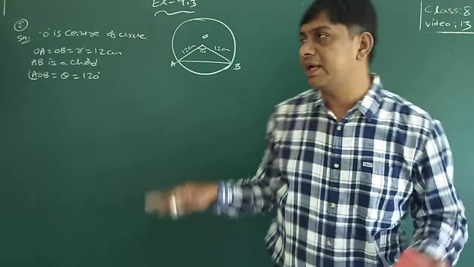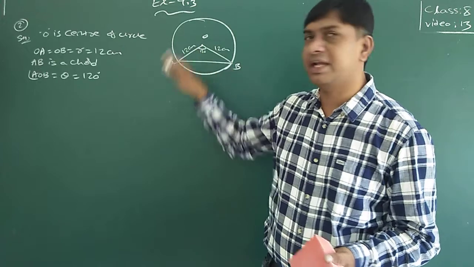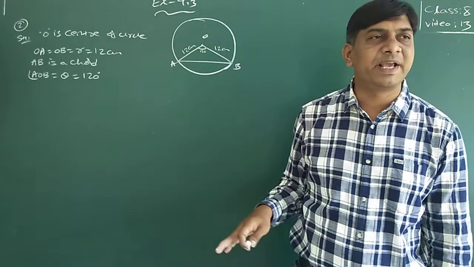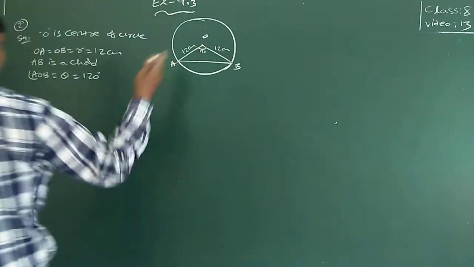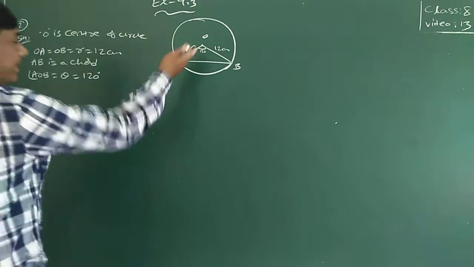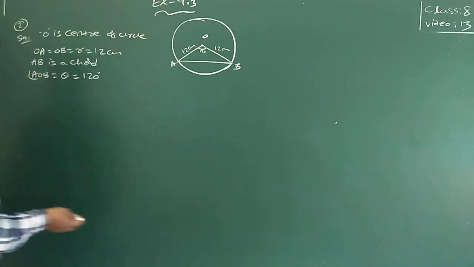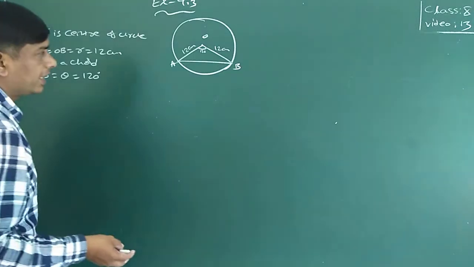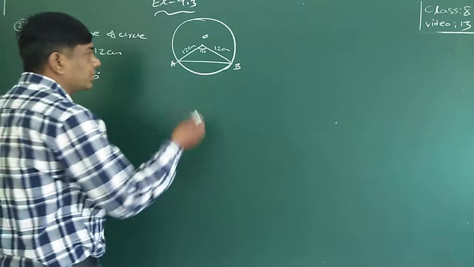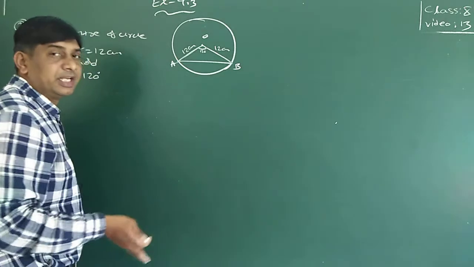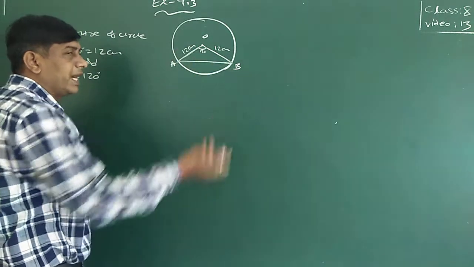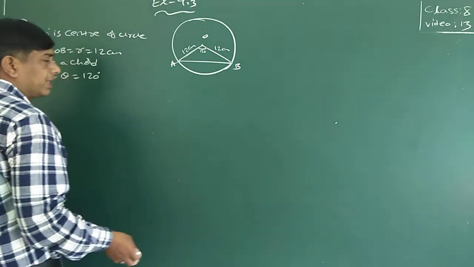If they had given a right angle, I could directly use half into base into height to find the area of the triangle. But here you can't find the area of the triangle directly because it is an obtuse angle triangle. You can't consider this as a base and this as a height because it is obtuse. If it is 90 degrees, one base and one height we can take.